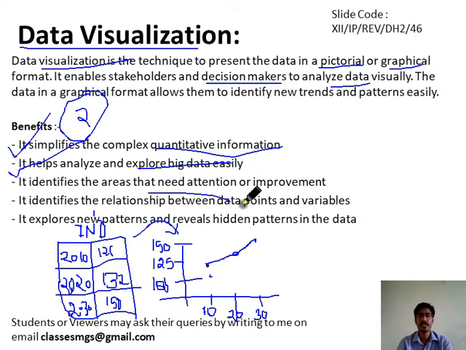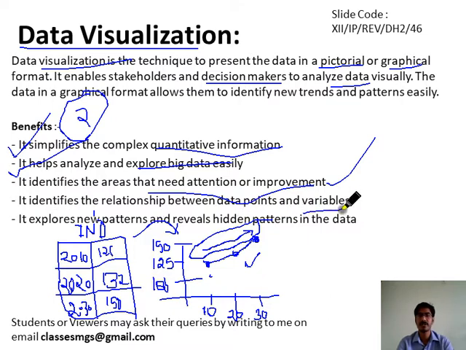It identifies the areas that need attention or improvement. Let's suppose this is the graph showing the increase in population. Then we identify that in this particular set of years the population is increasing. So we need to frame policies in such a way that we control the population. This way it helps to identify business areas that need attention and improvement.